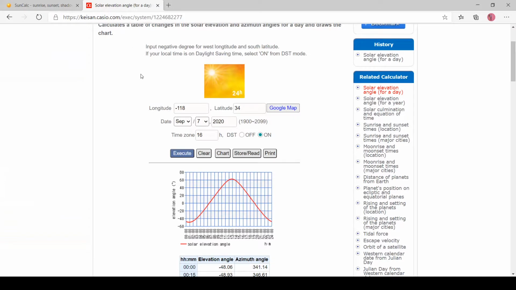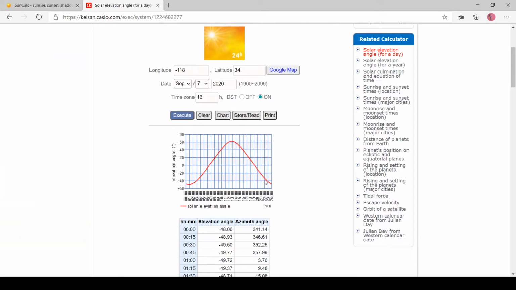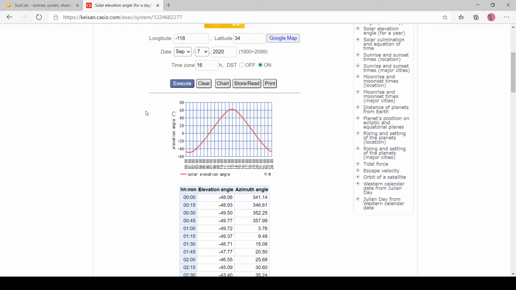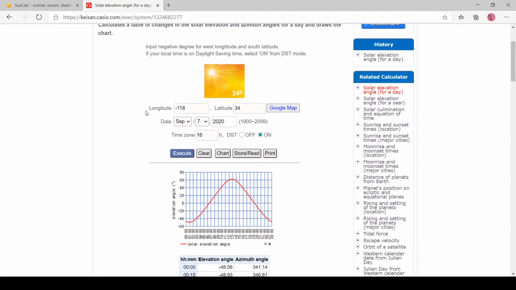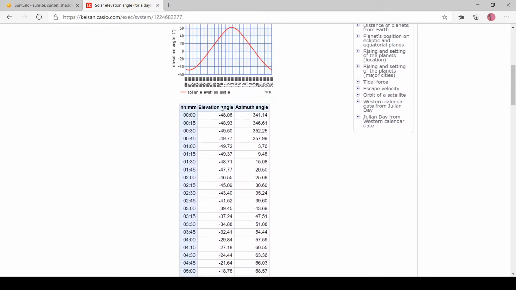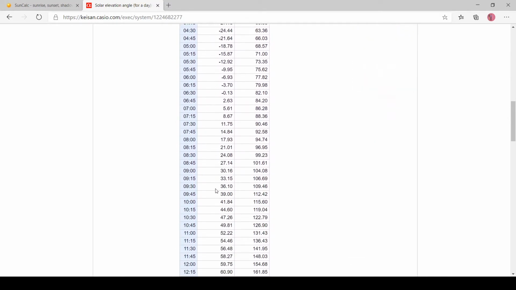I also like this site here. You can put in the longitude and latitude because it gives you this nice curve showing the angle of the sun, and also gives you a nice table. I don't remember the address exactly. I just did a search for angle of the sun calculator or something like that, and this was one of the sites that came up. So it gives you the elevation angle at different times of day.